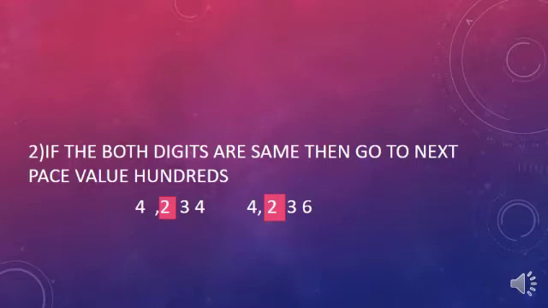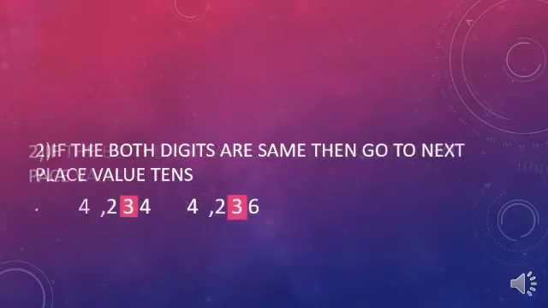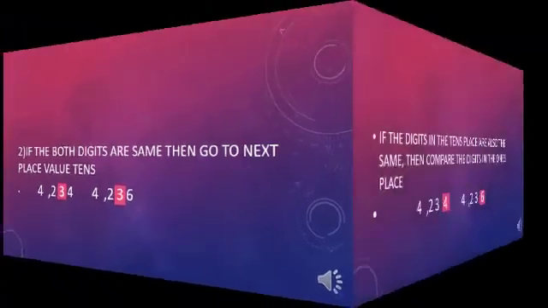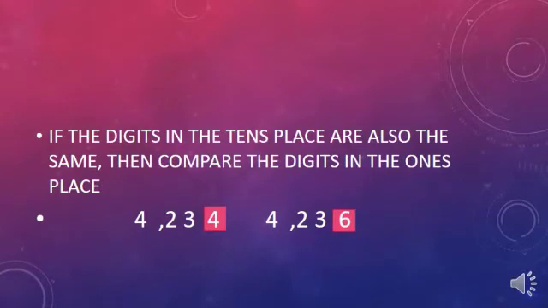So both are the same. Then we'll go to the next place value, which is tens. What I have written here: if both digits are the same, then go to the next place value, tens. Here also in the first number on the tens place 3 is there, and in the second number also on the tens place the same 3 is there. The numbers are the same on the tens place, then the next step you know very well: you have to check the numbers on the ones place.